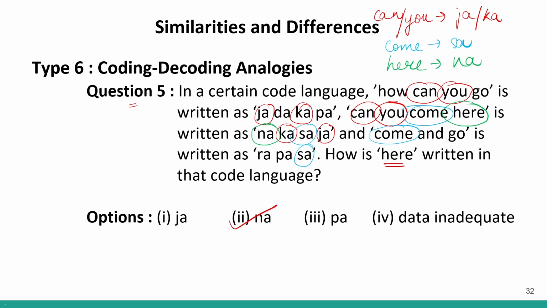Let me repeat. From these two sentences, how can you go? Can you come here? We found the code for can you. Can you could be either JA or KA. This is not definite, but these are the only two options. Then from this sentence, can you come here and come and go, we found the only common word was come. So we found the code for come, which was SA. So the only remaining word in this particular sentence was here and the only remaining code was NA. So here is coded as NA. So option number 2 is the correct answer.